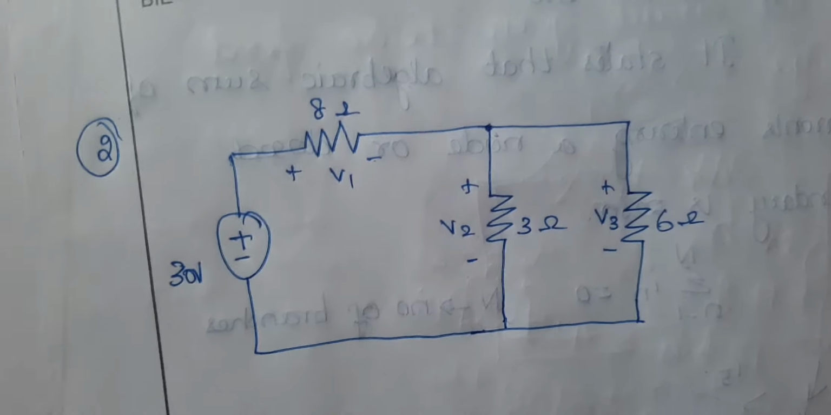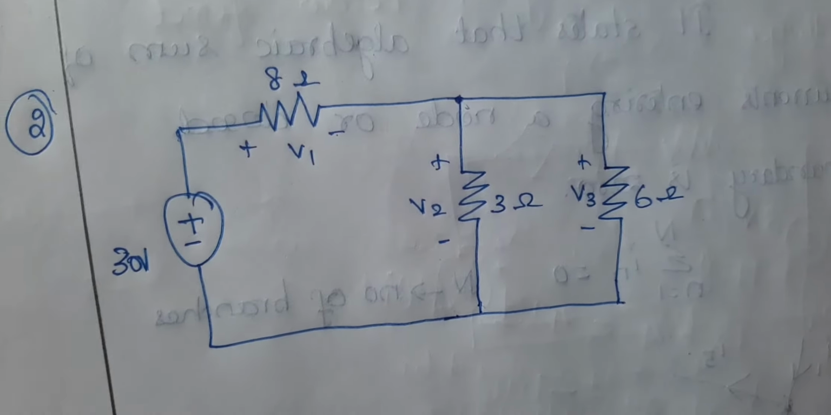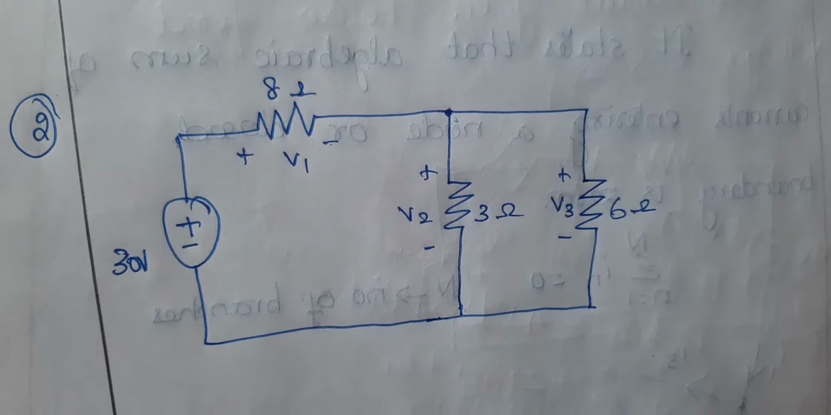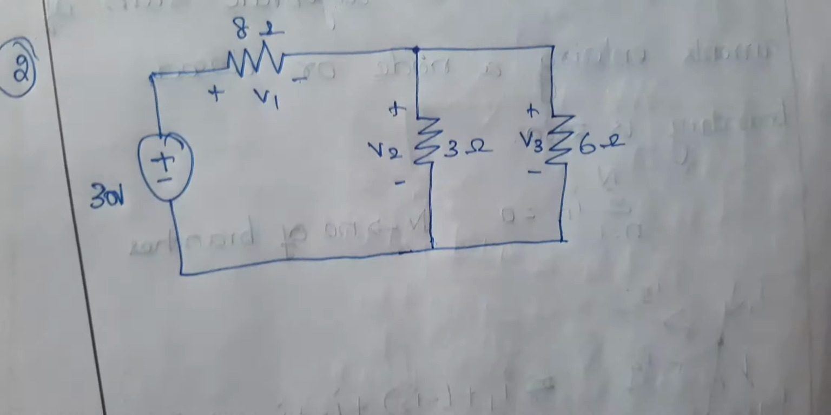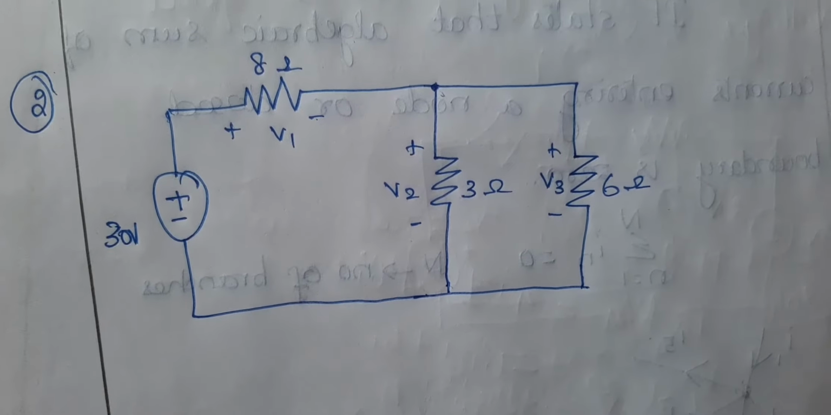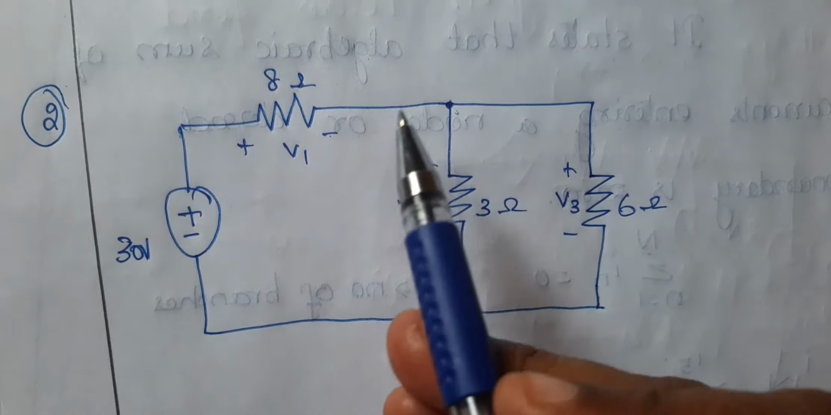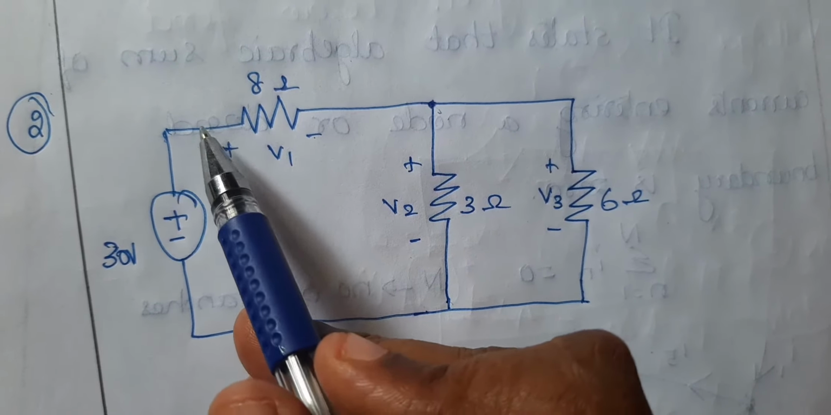So we can see the next problem. In Kirchhoff's voltage law, we choose the loop. For Kirchhoff's current law, you must choose the node. So here, how many nodes are there? I said nodes mean two or more branches meet.